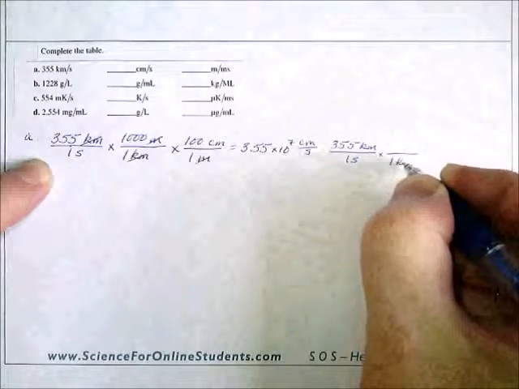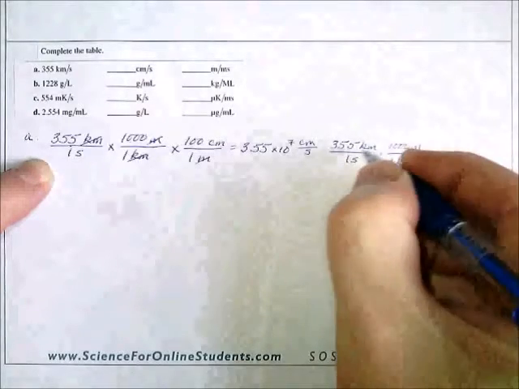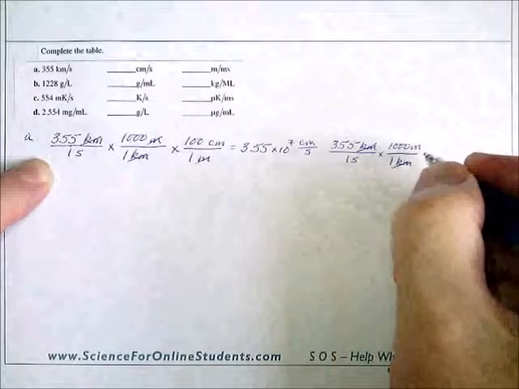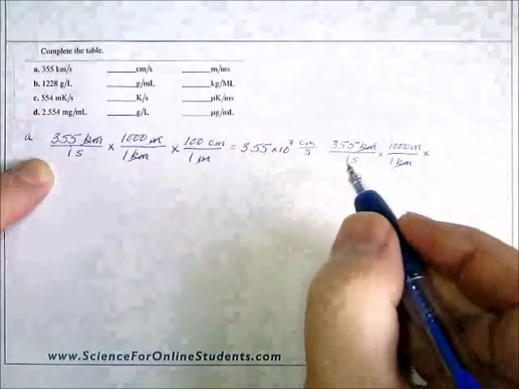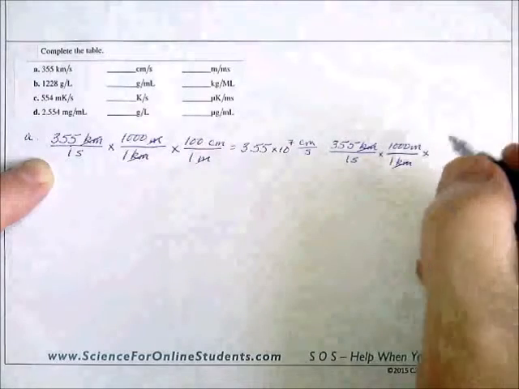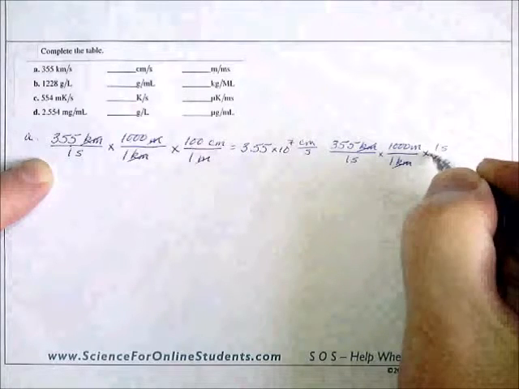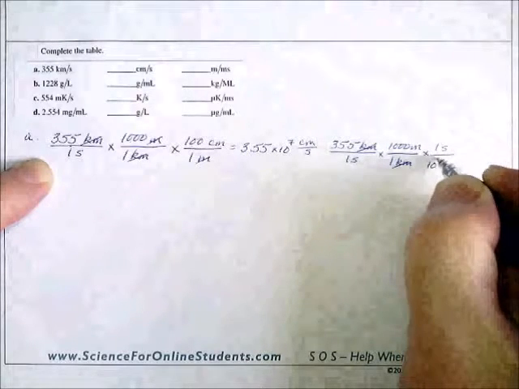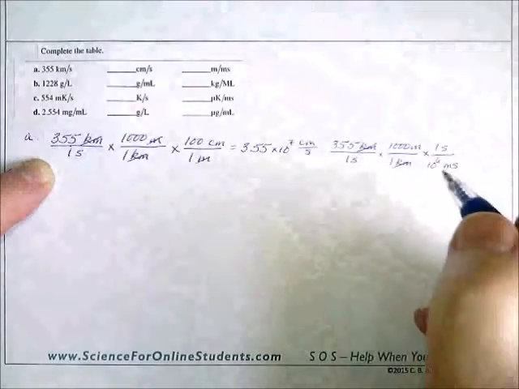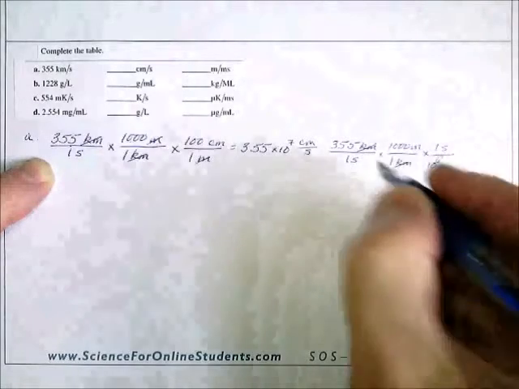1 kilometer is 1,000 meters. Kilometers cancel. Meters is a final unit. Need to go from seconds to milliseconds. So 1 second is 10 to the 6th milliseconds, or I could say 1 millisecond is 10 to the minus 6th seconds.